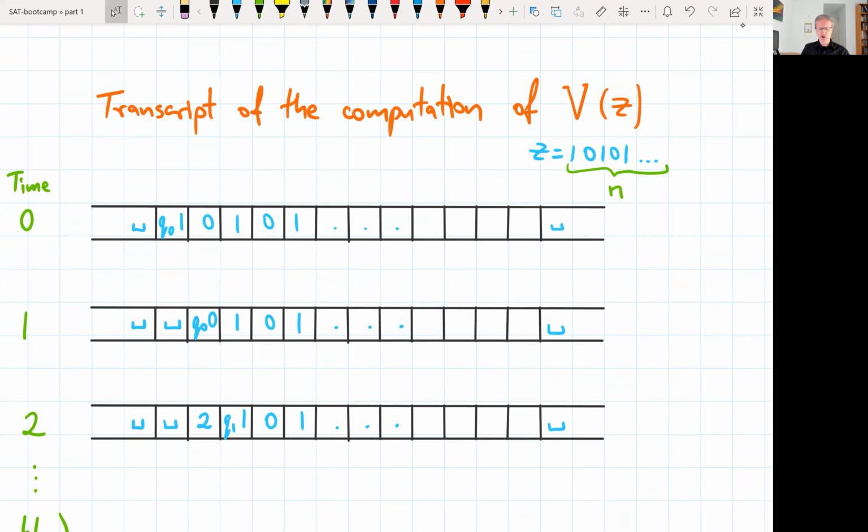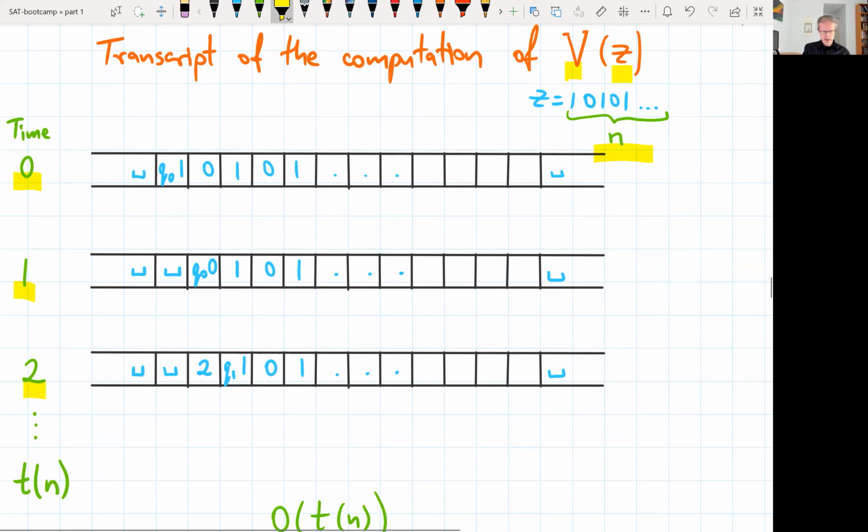So let's look at the transcript of computation of our machine V on some input Z, where Z is a binary string of length n. So here I give you a snapshot of some time steps of the computation. The time goes from step 0, when we just begin the computation, to the next time step 1, time step 2, and so forth until the end time step t of n. And as you see in this first tape contents, we're starting in the initial state Q0. We're looking at the leftmost symbol of Z, which is 1. So we have Q0 looking at the symbol 1.